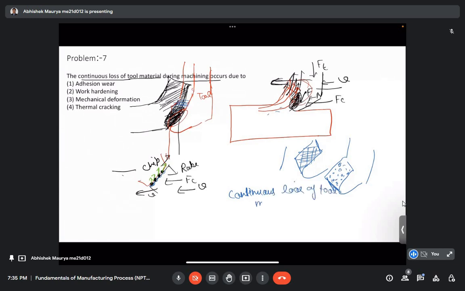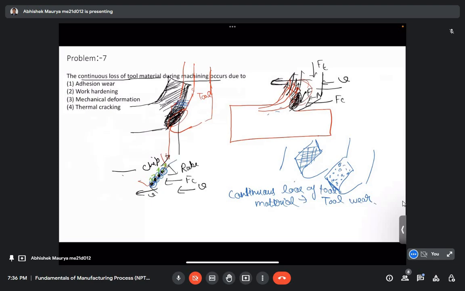Tool material, it is called, because of it tool wear happens. And this process of the chip sticking to the tool and then removing the material when it is detaching, this process is called adhesion wear.